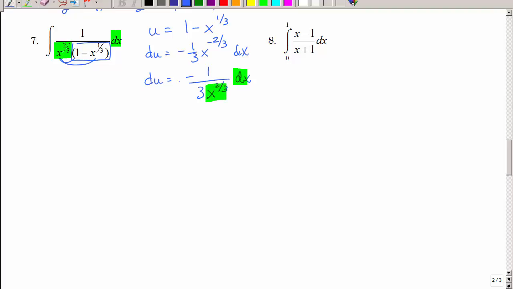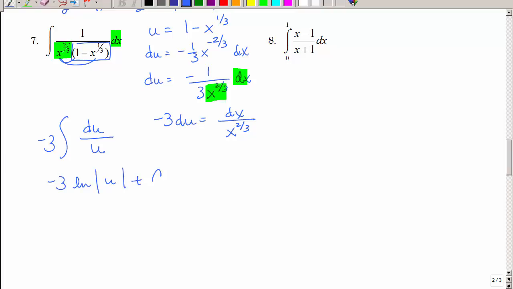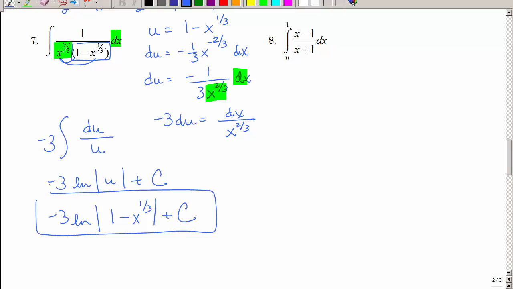So if I multiply both sides by negative 3, I now have, let's see, negative 3 du over u, which is negative 3 times the natural log of u plus c, and go back to what u equal to. It's kind of ugly, kind of weird, but not so bad.